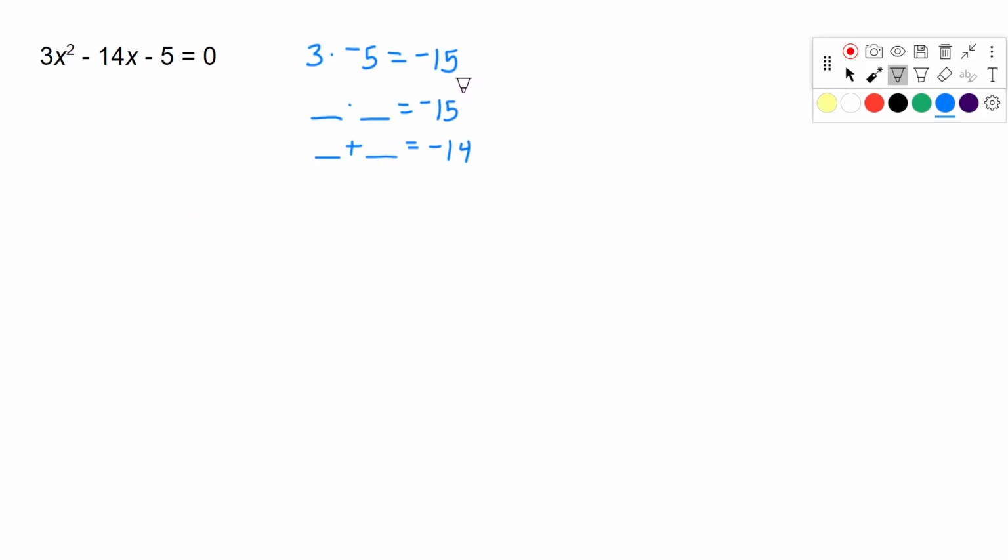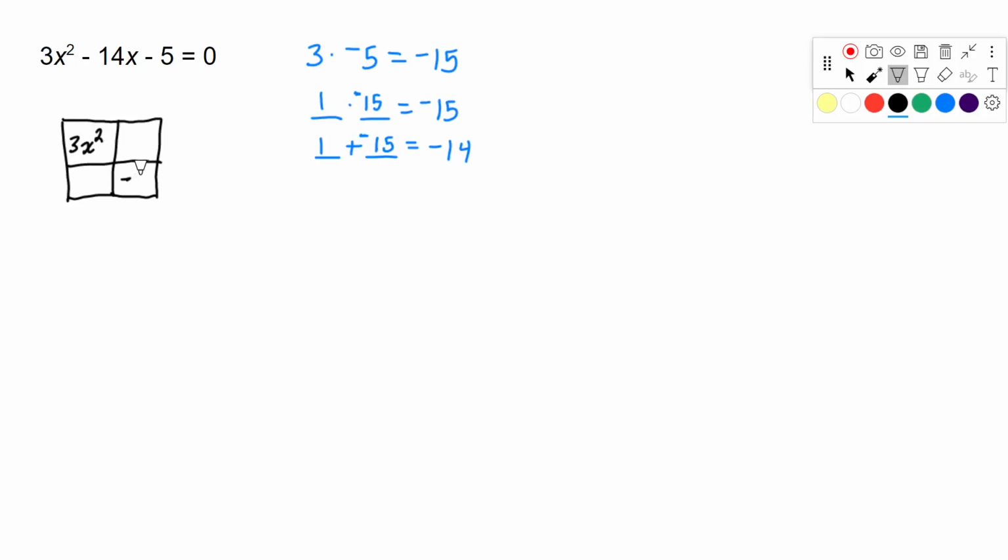For 15, we have 3 and 5. That's not going to get me anywhere close to a 14. Or we have 1 and 15. And I can use 1 and 15 to get negative 14 when adding if the 15 is negative. So when I go back up to my factors, 1 and 15, if I make the 15 negative, positive 1 times negative 15 does equal negative 15. So I'm going to draw my area model. And in my model, I know I'm going to have 3x squared.